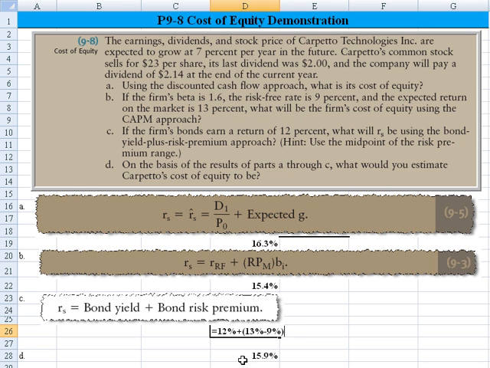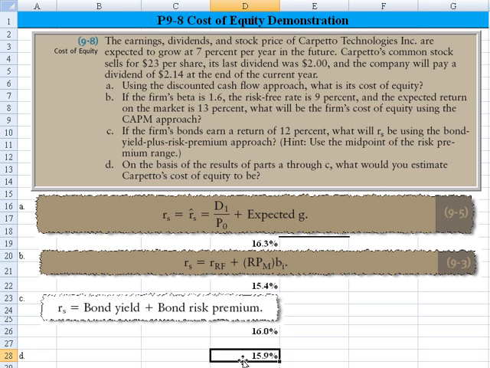Well, they give us the 12% cost of the firm's bonds, and then we add to it the risk premium of the market, and I'm using the data that was given in B, the 13% expected return on the overall market, less the risk-free return of 9%.